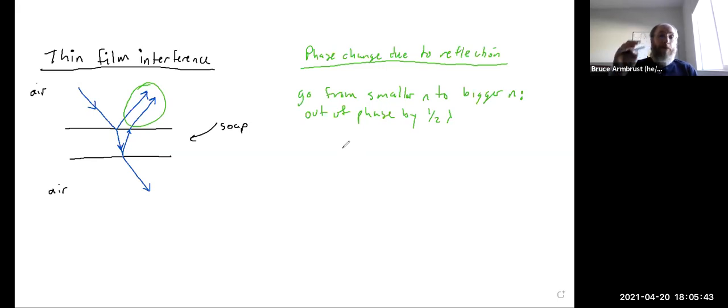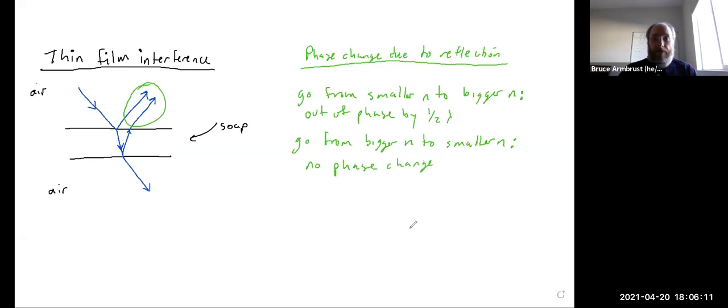So if you are coming in with a peak, it gets reflected, and it comes off as a trough. Okay, that's what I mean here. If you go from bigger n to smaller n, there's no phase shift. So that's the first thing that can actually lead to this interference.